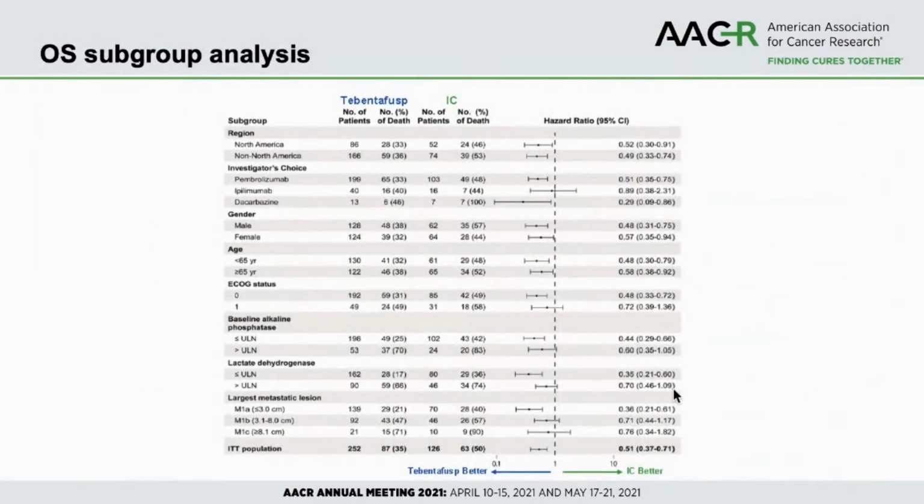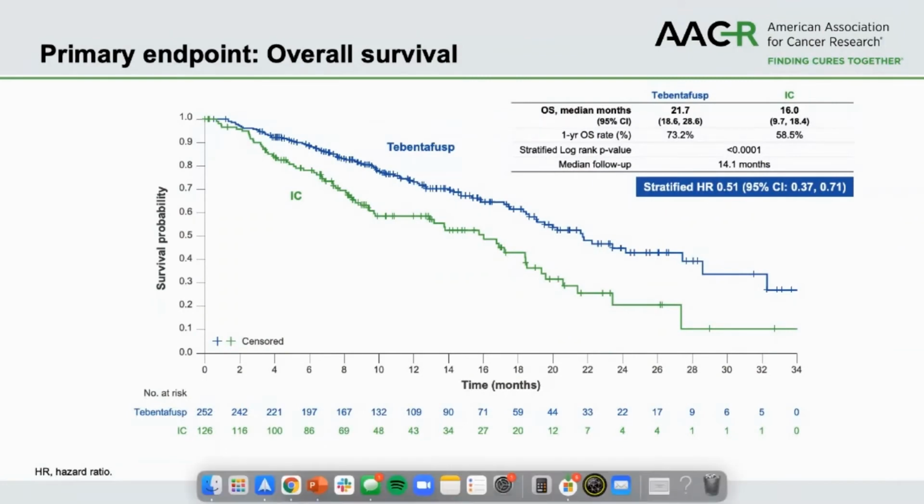Okay, and basically that's what it showed, that if you looked at overall survival, the tebentafusp patients had a much better overall survival as compared to immunotherapy or investigator's choice immunotherapy, which was in the green arm.